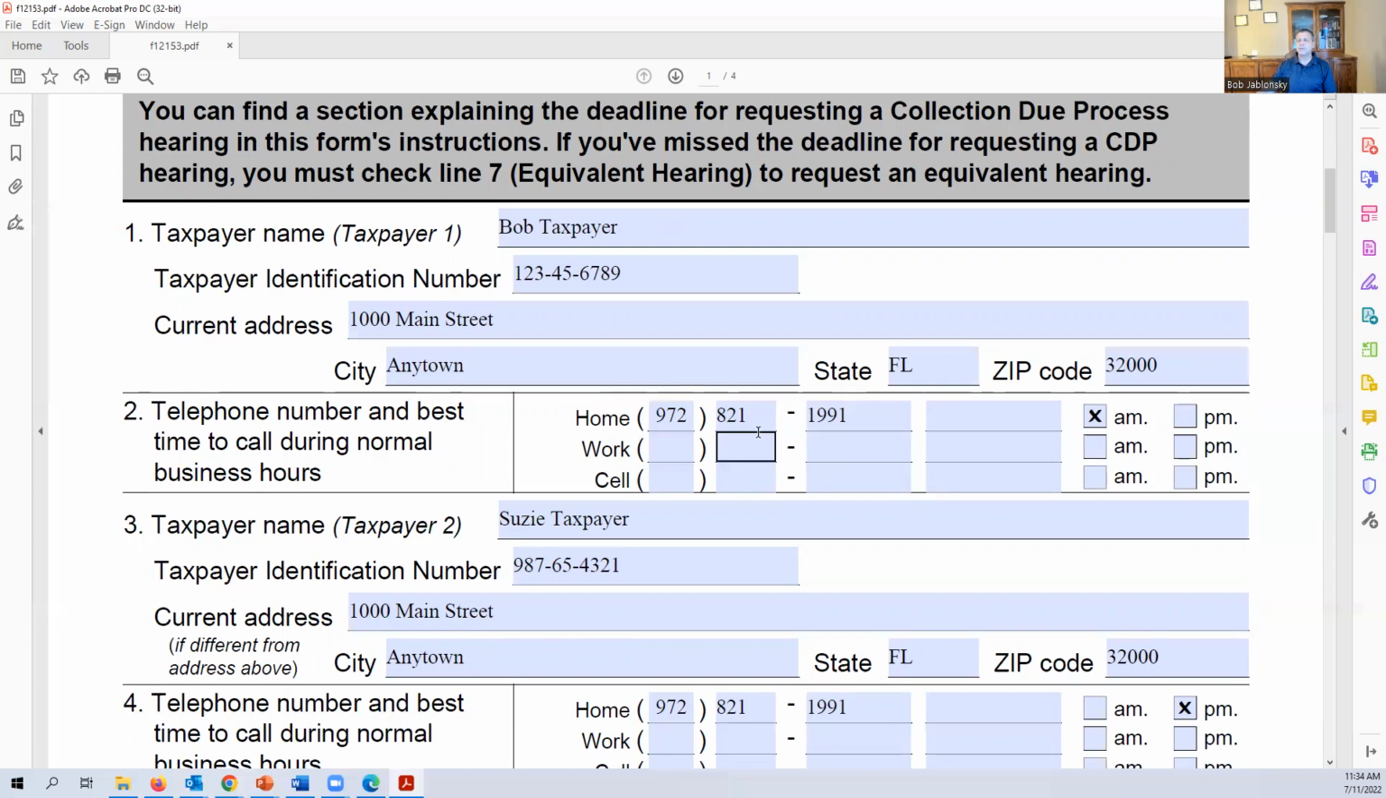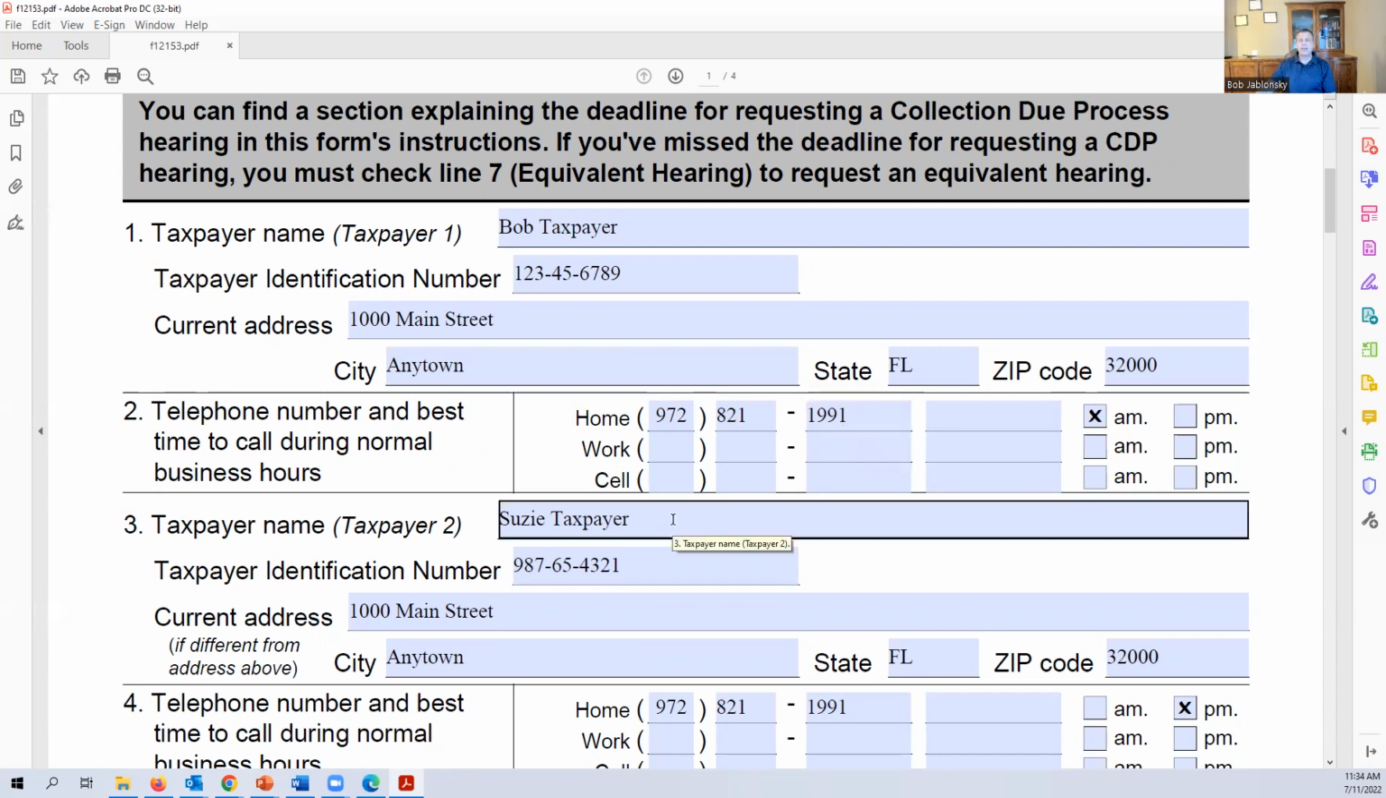My phone number is 972-821-1991. I could put an extension here. Do I want them to contact me AM, PM, or either? I work at home. I prefer you contact me during the day, and so on. If I were actually completing this with my client, I would put my phone number on here because I want the IRS to contact me and not them. Since I'm helping you to do it yourself, you're going to put your phone number in here.